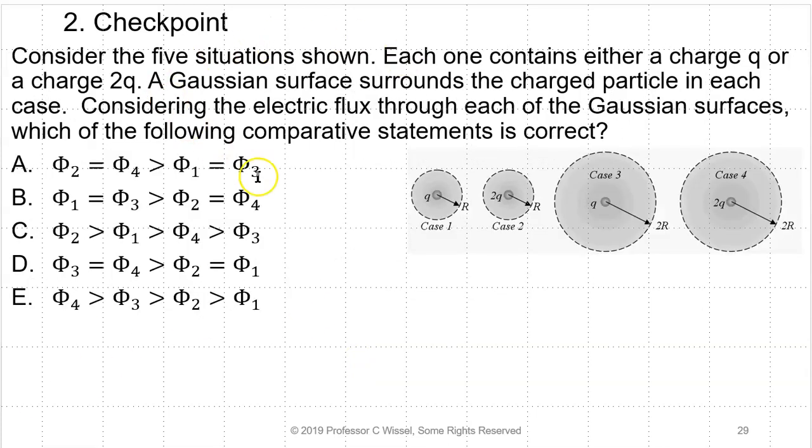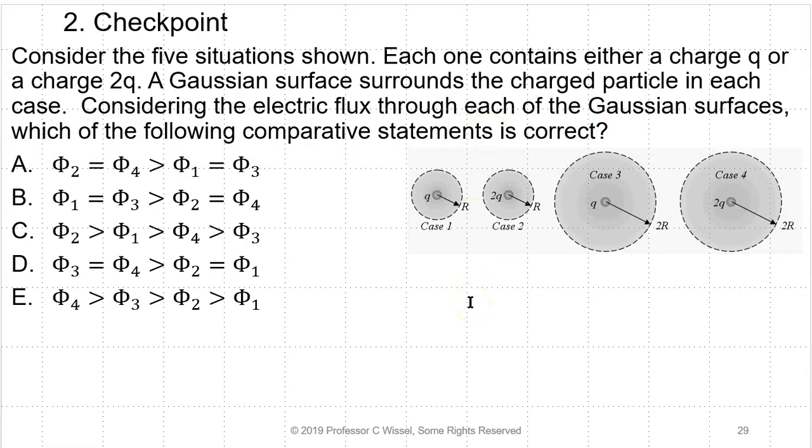Okay, consider the 5 situations shown. Each one contains either a charge Q or a charge 2Q. A Gaussian surface surrounds each of the charged particles in each case. Considering the electric flux through each of the Gaussian surfaces, which of the following comparative statements is correct?